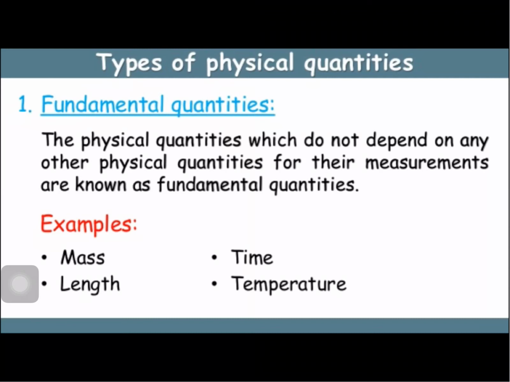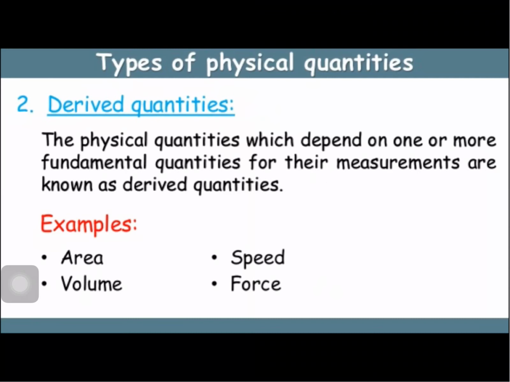And next, physical quantities can be classified into two types. One is fundamental quantity, another one is derived quantity. What is a fundamental quantity? The quantity which does not depend on any other physical quantity is called a fundamental quantity. For example, mass, length, time, temperature. But a derived quantity is a quantity which depends on fundamental quantities. Those types of quantities are called derived quantities. For example, area, volume, speed, force.